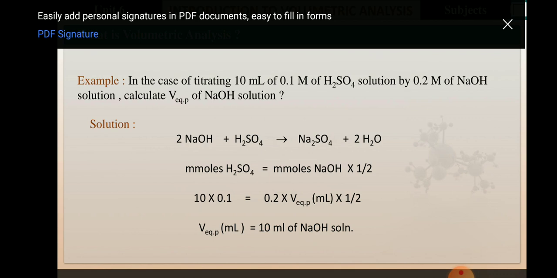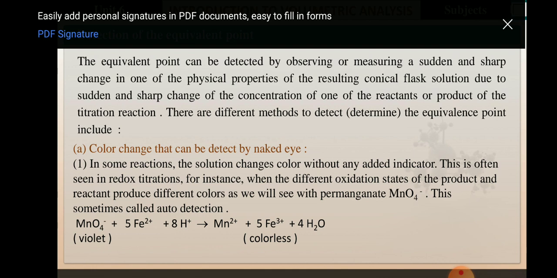The solution of this problem: firstly, the general reaction is 2 moles of NaOH plus H2SO4 to give Na2SO4 plus 2 H2O. The millimoles of H2SO4 is equal to millimoles of NaOH times 1 by 2. Why 1 by 2? Because of the 2 moles of NaOH. So 10 times 0.1 molar is equal to 0.2 times the volume in ml times 1 by 2. Now V is equal to 10 ml of NaOH solution.